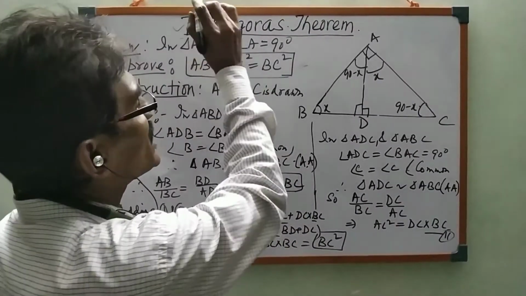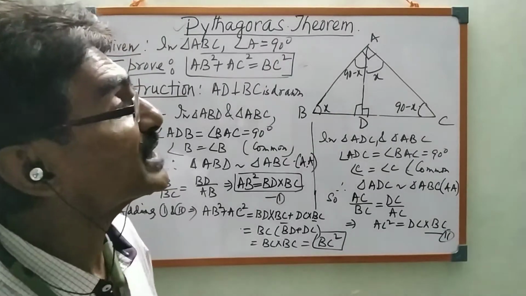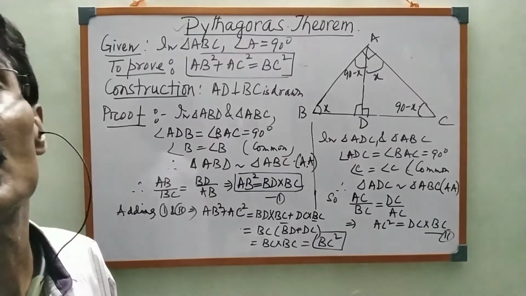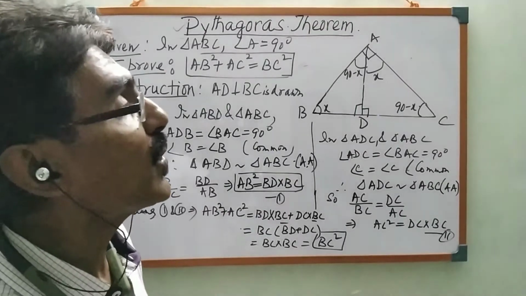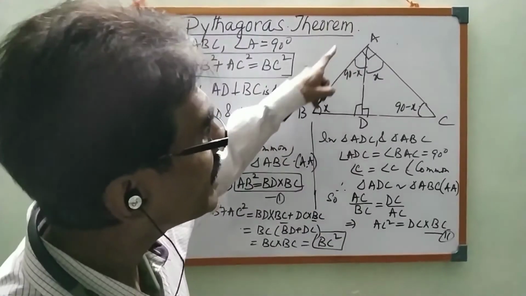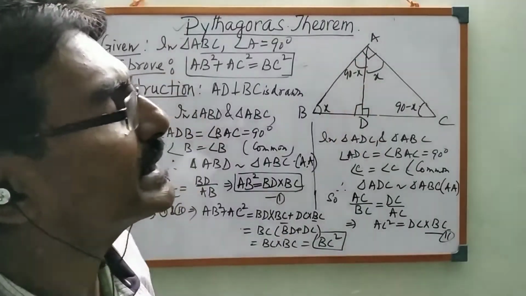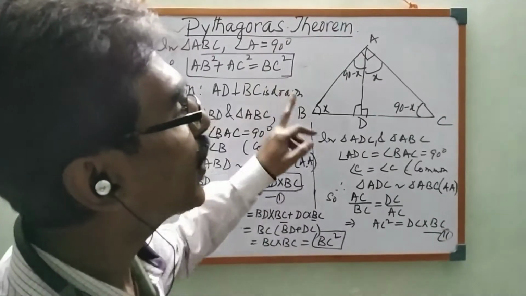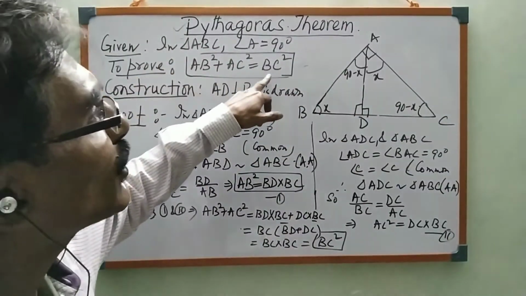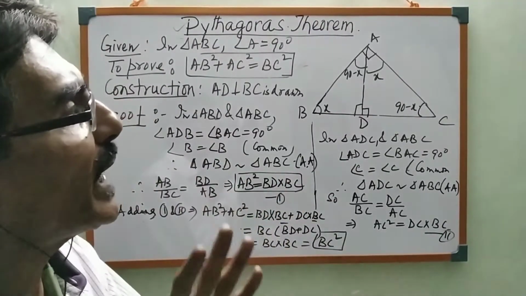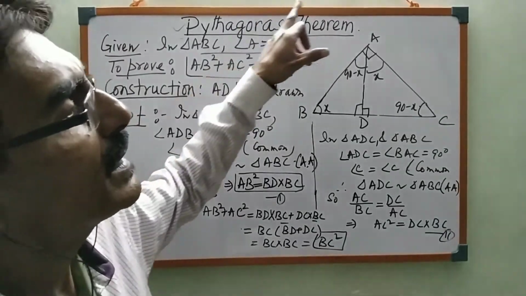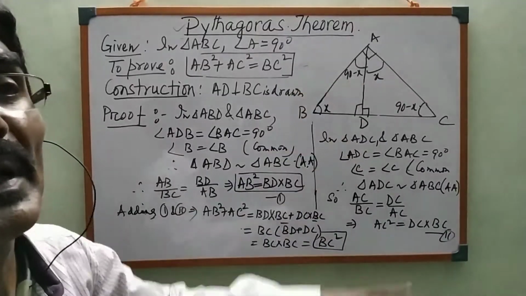Firstly, what is Pythagoras theorem? In a right angle triangle, the square of the hypotenuse is always equal to the sum of the squares of the other two sides containing the right angle. Try to be clear. In right angle triangle ABC, angle A is given as 90, that's why it is a right angle triangle. Its hypotenuse is the side opposite 90 degrees, BC. So we have to prove that the hypotenuse squared, BC square, equals the sum of the squares of the other two sides containing the right angle, AB square and AC square. This is the statement of the theorem.